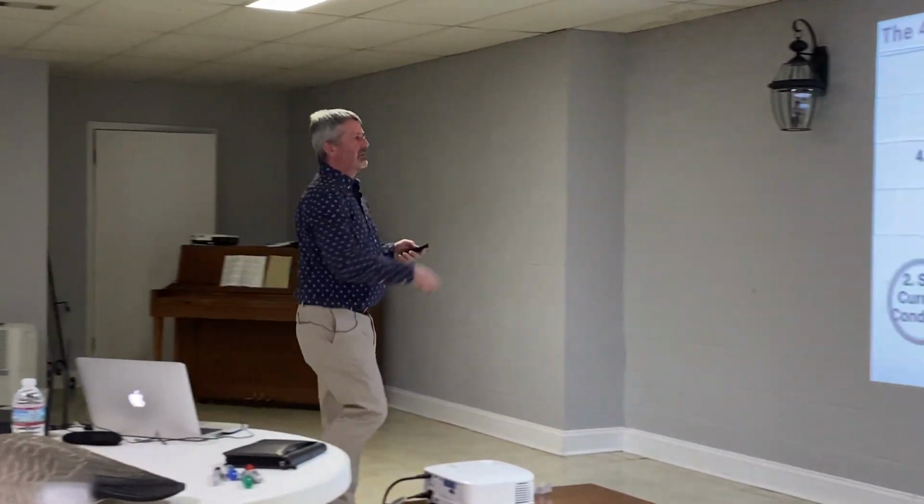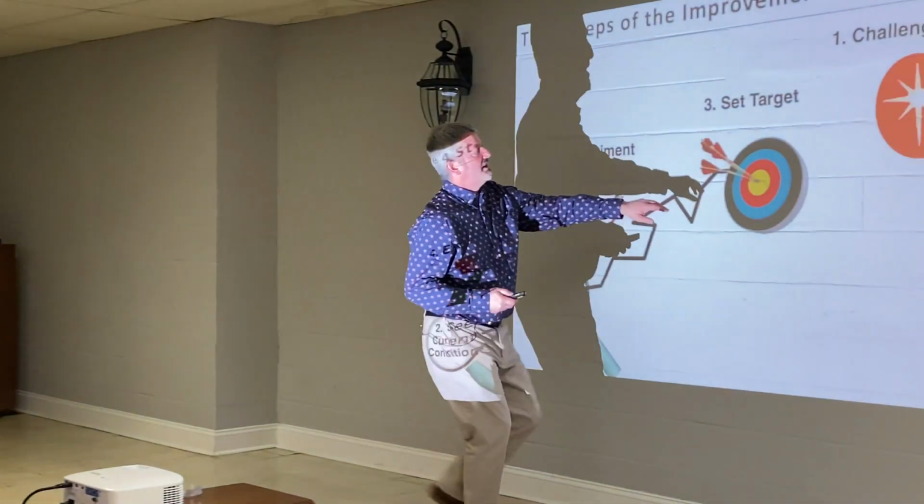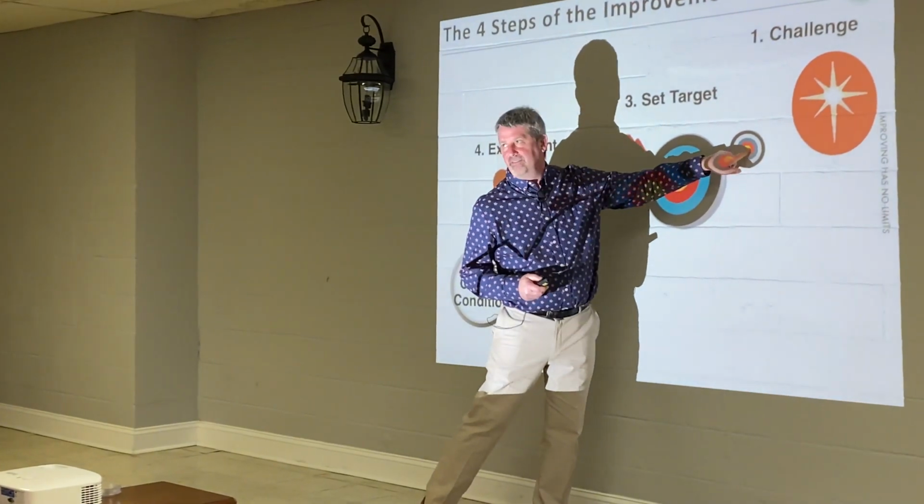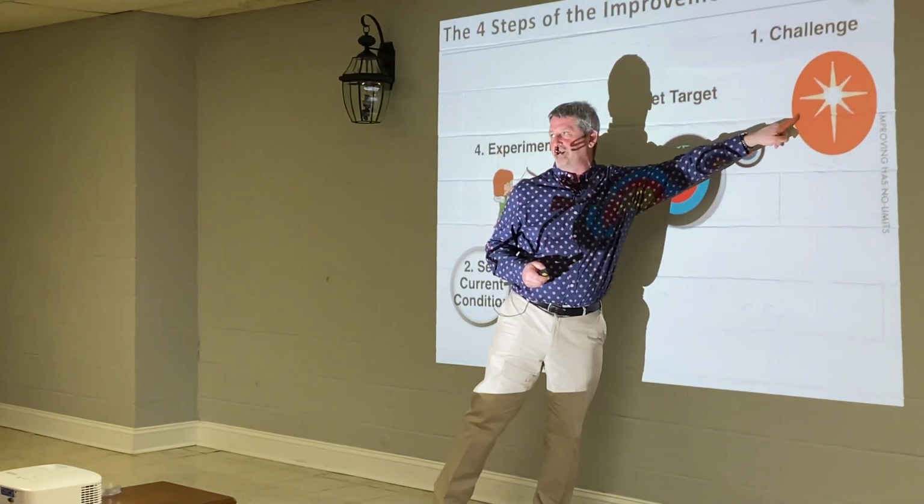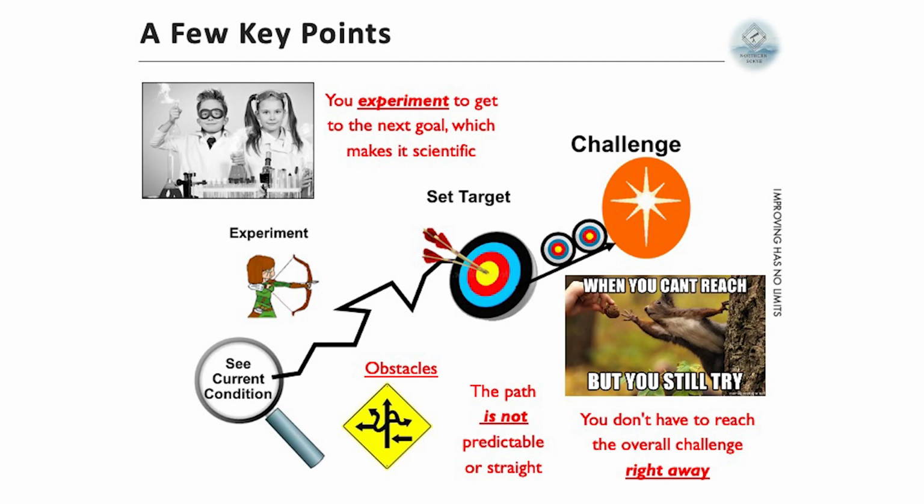And then, sooner or later, we will reach that target, and then we'll set a new target closer to the challenge. And then we'll set another target close to the challenge. And then over time, a challenge could be 6 months out, a year out, 3 years out. Over time, we will attain that challenge by setting these target conditions to get there.